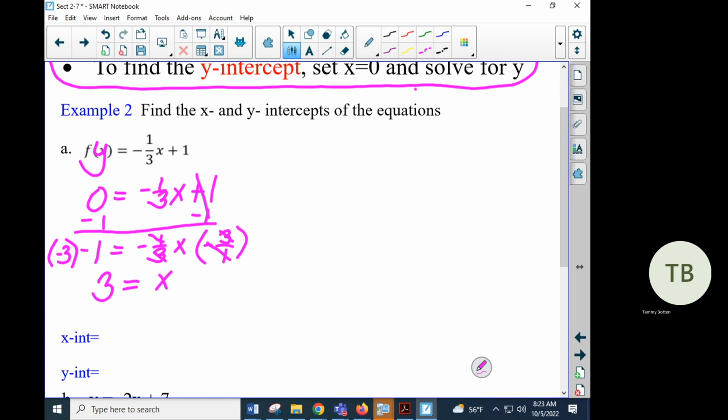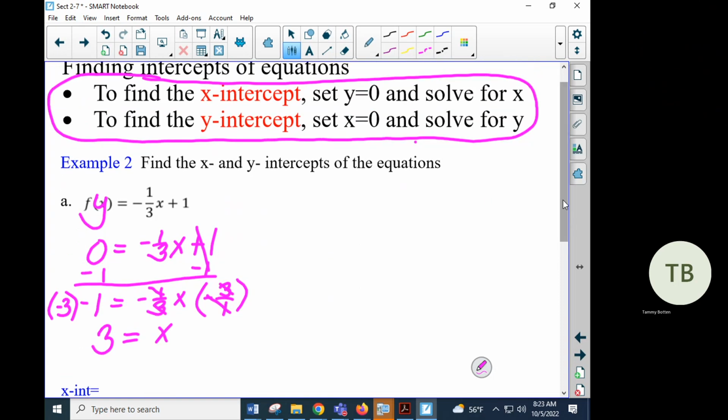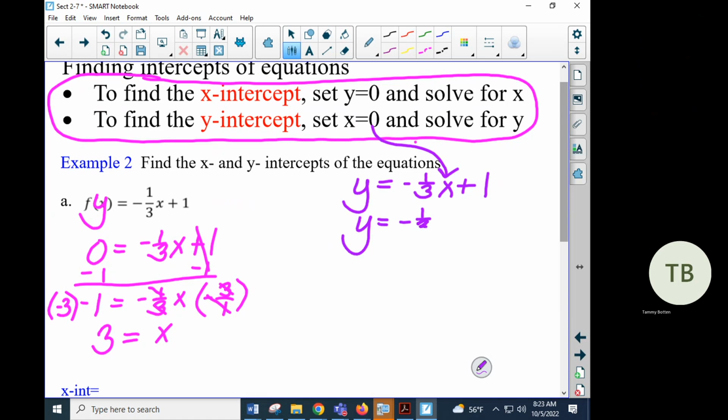Okay. Then we have to find our y-intercept, and what that is, you're going to put 0 in for x and solve for y. So if we do that, if we write down y = -1/3 x plus 1, we're going to put 0 in for x and solve for y. So we'd get y = -1/3, x is 0 plus 1. And what happens here, this is 0, 0 plus 1 is 1.